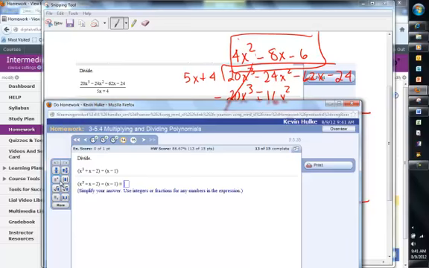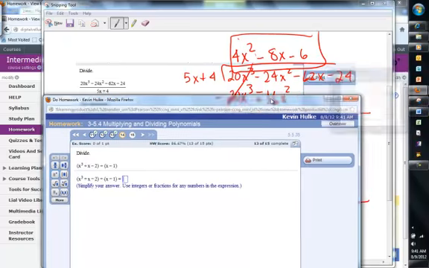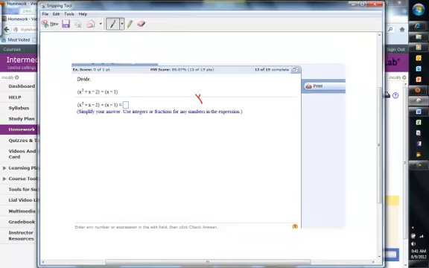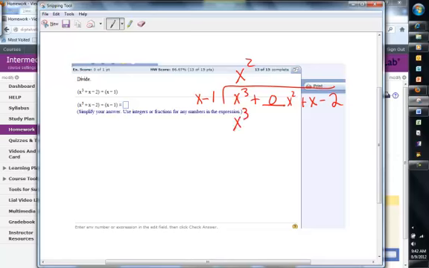Number 14, another division problem. x minus 1 goes into x cubed plus blank x squared plus x minus 2. Notice there's a missing term. So now we're going to get x squared. x squared times x is x cubed. x squared times negative 1 is negative x squared. Subtract by changing that sign. These go away. 0 plus x squared is x squared.